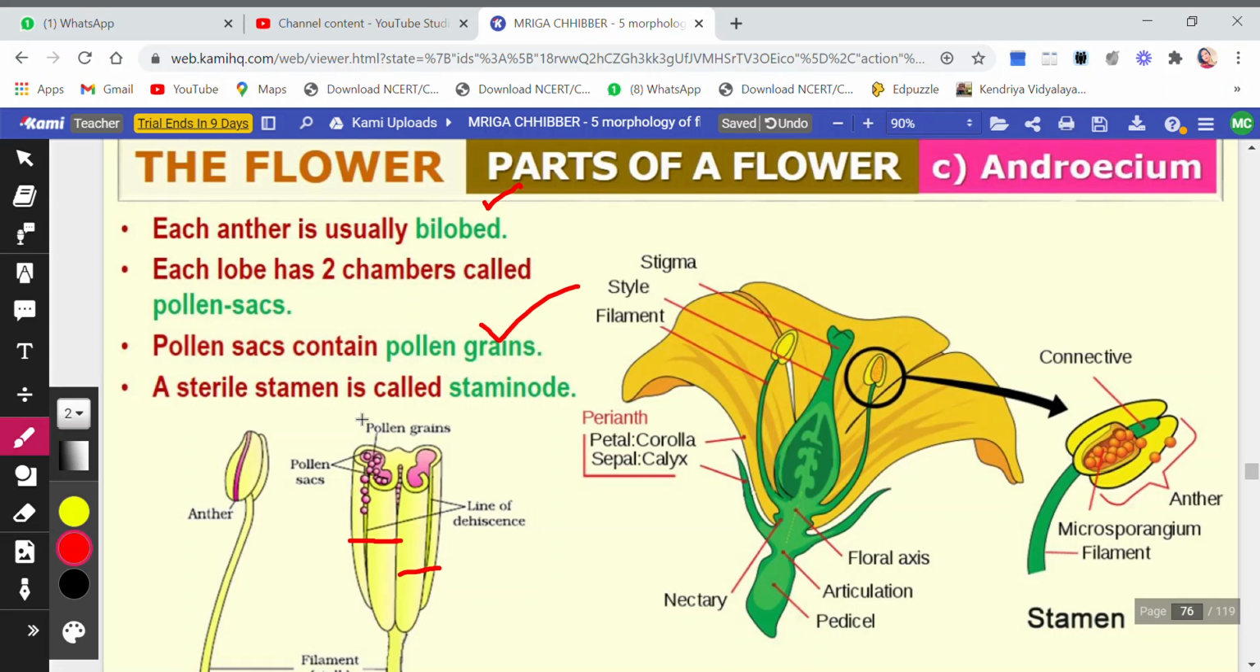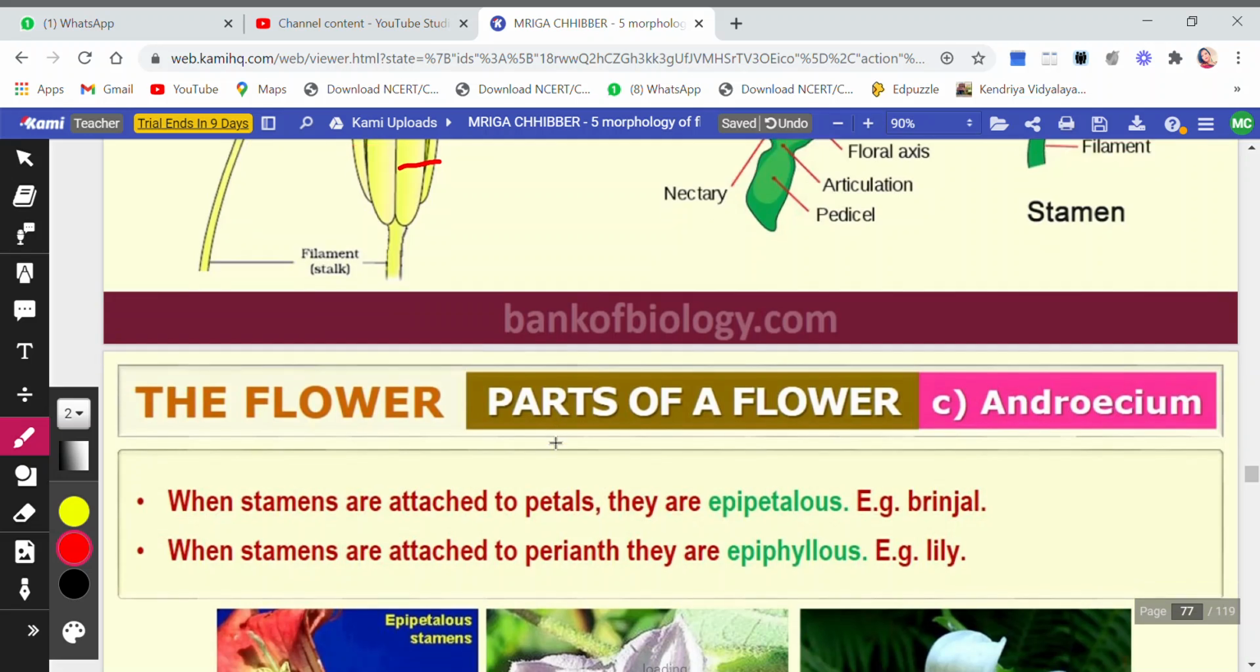A sterile stamen means a stamen which is not capable of reproduction. It is called a staminode. This one-marker question can come. So a sterile stamen is called a staminode. That means it is not fertile. Sterile means it is not fertile. It cannot reproduce. So that is known as a staminode.